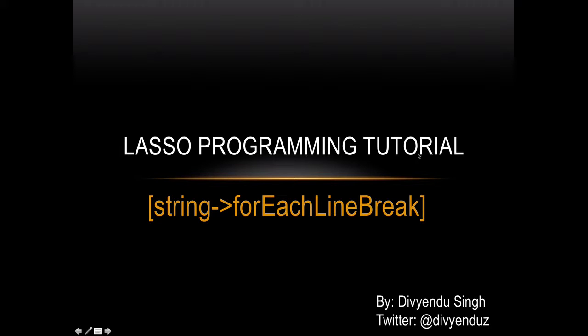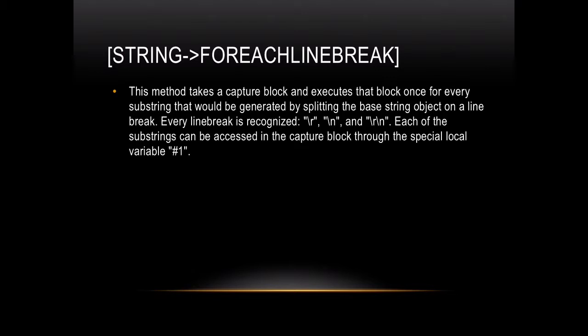I'd like to talk about the forEachLineBreak function of the string object in Lasso programming. This method takes a capture block and executes that block once for every substring that would be generated by splitting the base string object on a line break. So basically it splits a string object by these three objects. These are the line breaks, and then we can process everything that we have got out of the splitting.